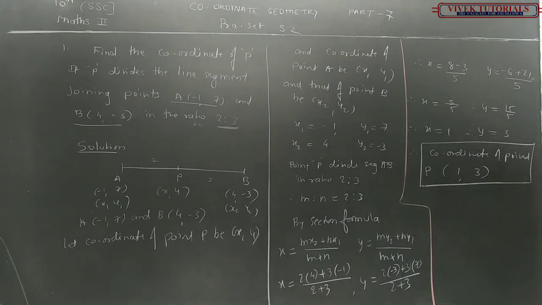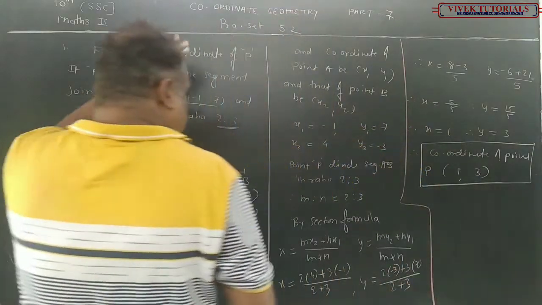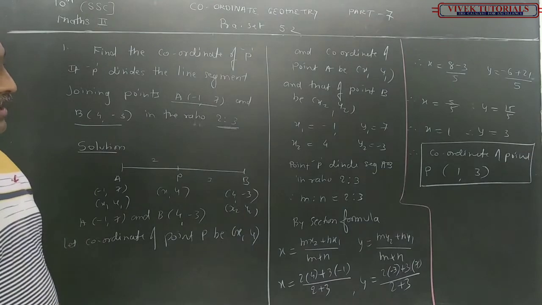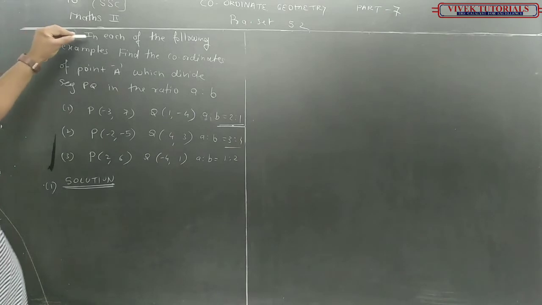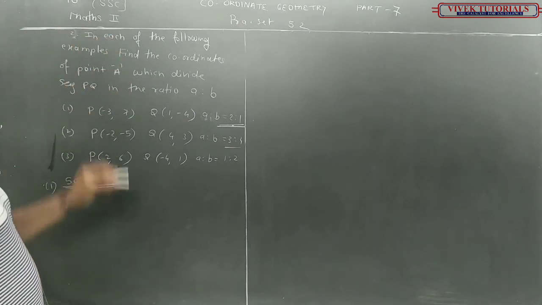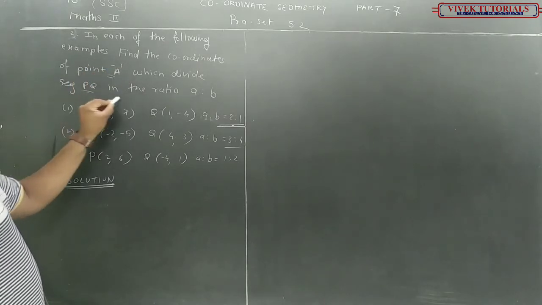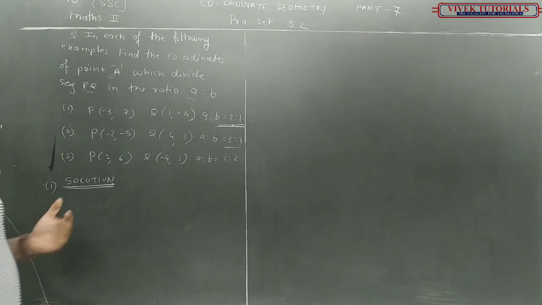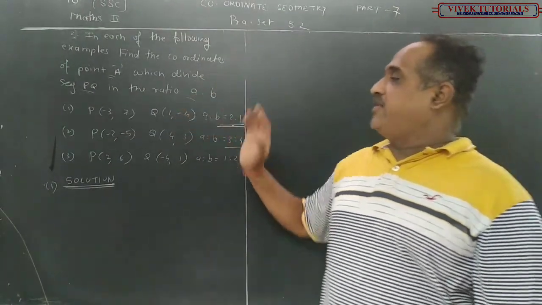So please do one thing. Go through it once again and copy it down properly. Okay, copy down. Friends, we are on the second question now. In this question, in each of the following examples, find the coordinates of point A which divides the segment PQ in the ratio a:b. They have given 3 examples, but they will not ask all 3 sub-questions together. They'll ask one of them.